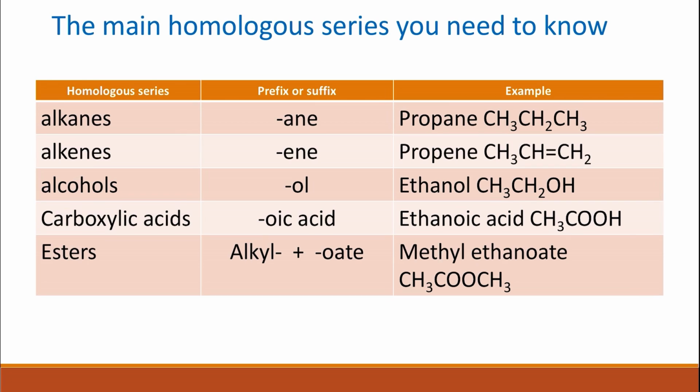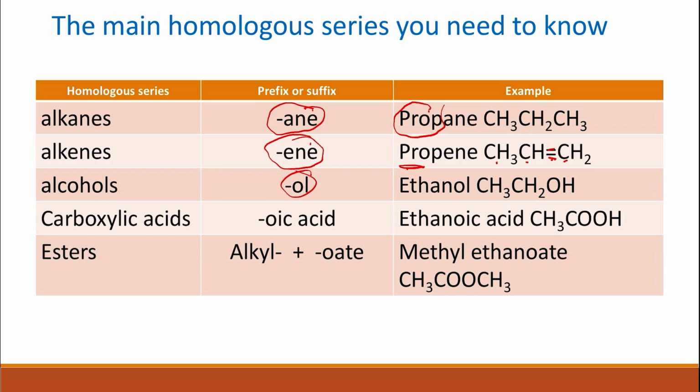And then the main homologous series you need to know, and the different suffixes we are going to use. For alkanes, we're going to use the suffix ane. An example of that is propane, which is an alkane with 3 carbon atoms, as we use the prefix prop and then the suffix ane. Alkenes are the second one, and we're going to use the same prefix, which refers to the number of carbon atoms, and then the suffix ene. An example is propene, which has 3 carbon atoms and a double bond, so it's propene, an alkene.